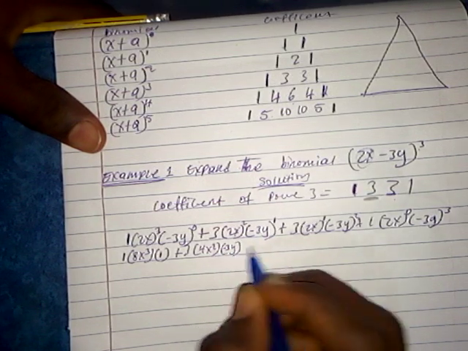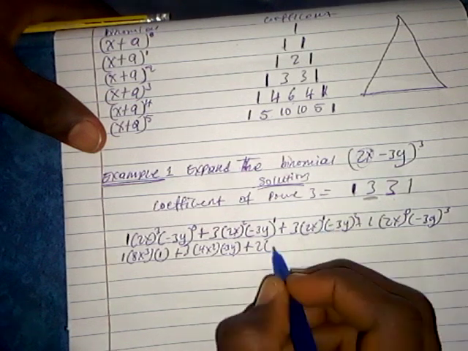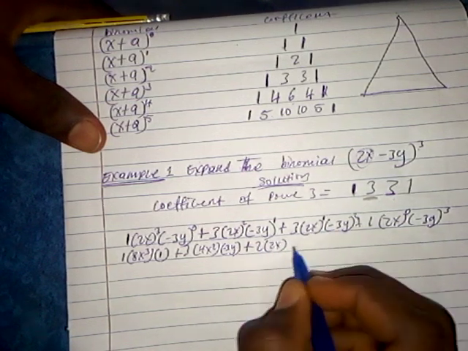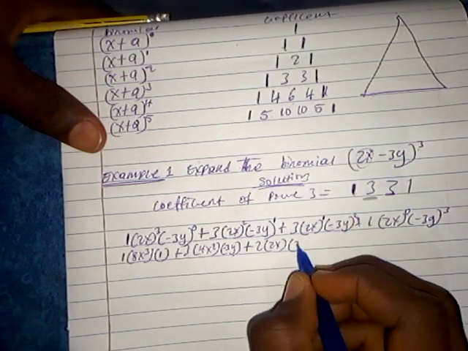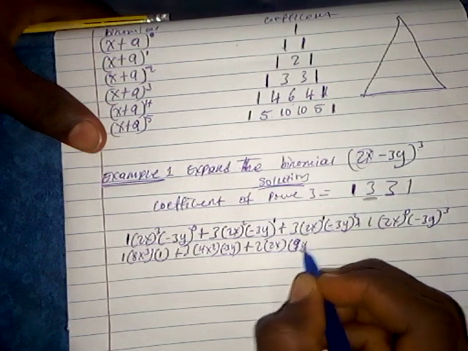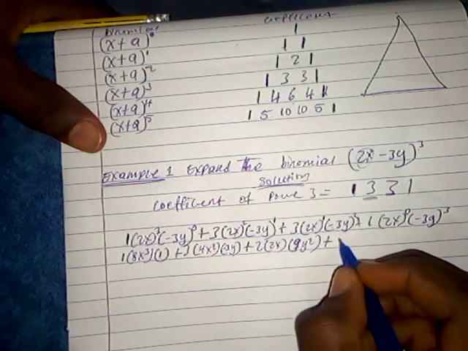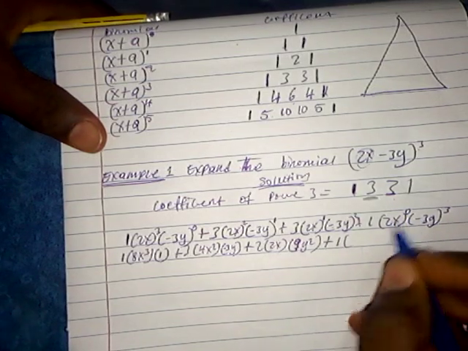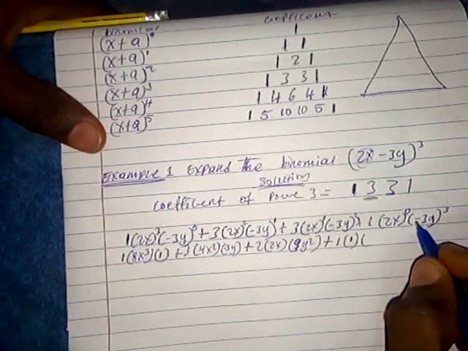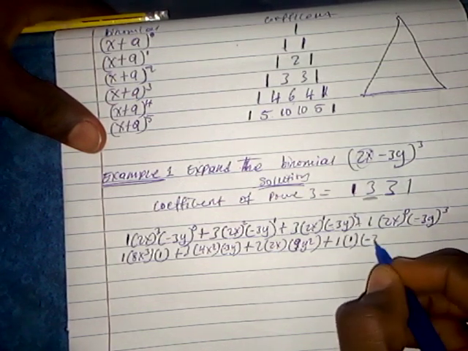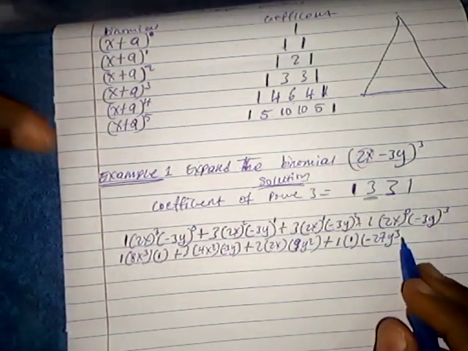Minus 3y. This is power 1. Plus 2 into 2x raised to the power 1 is just 2x, right? This is what? Minus 3y squared. So it's going to be what? 9y squared, because 3 squared is 9. y squared is just y squared. Plus 1 into 2x raised to the power 0 is just what? 1. A number raised to the power 0 is 1. Here's what? Minus 3y cubed is going to give you minus 27y cubed.